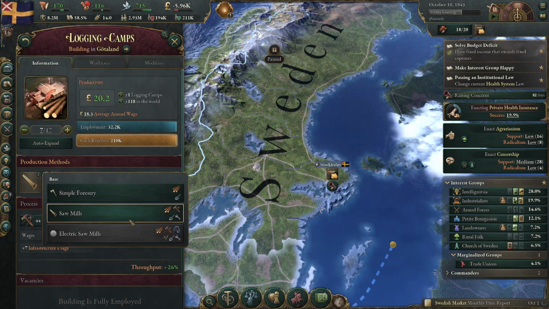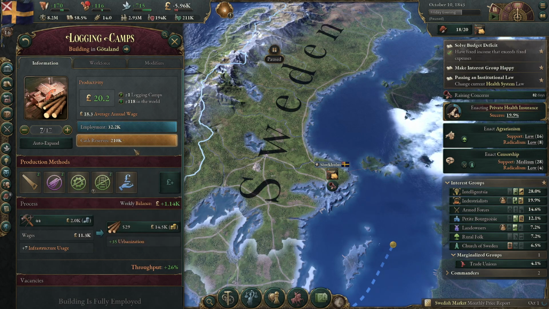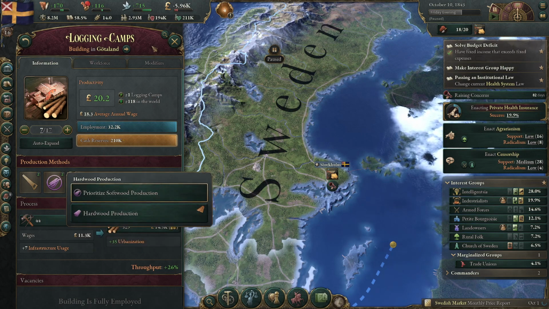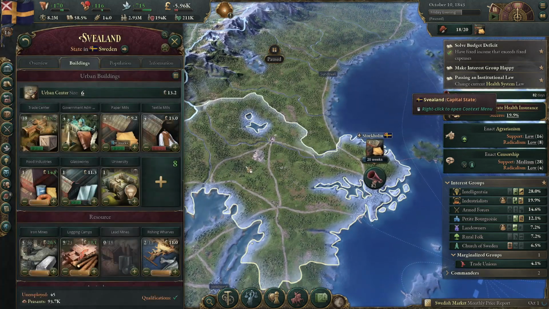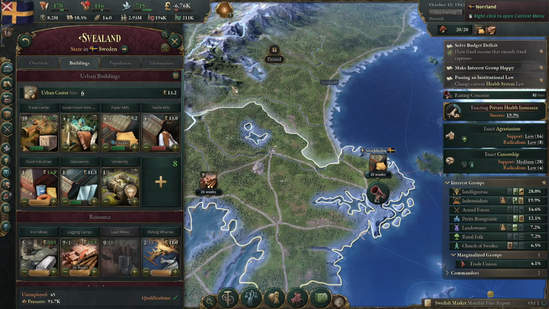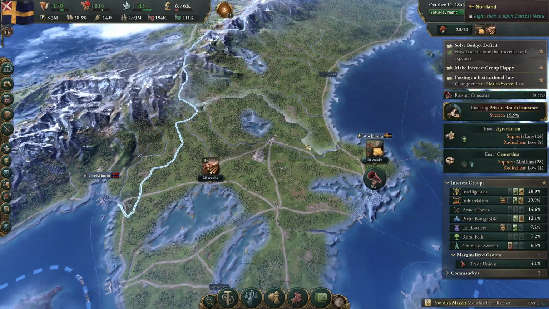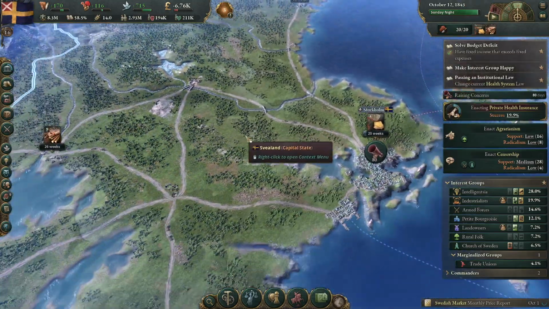So this is producing sawmills, but it's not actually producing hardwood. It's actually just prioritizing softwood. Right, so this is where we need to actually expand this. But have we got the infrastructure? Yes, we've got 7 infrastructure in here. So we need to expand that.